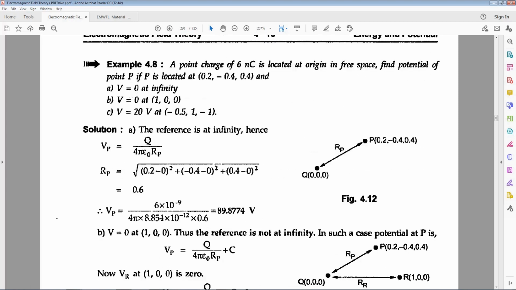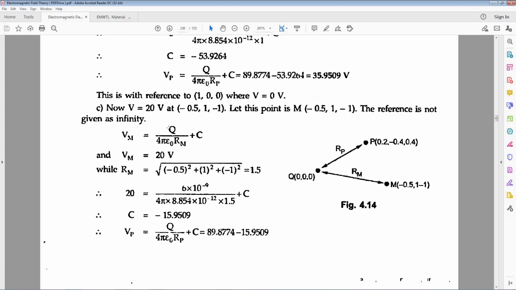And the last case, V is equal to 20 volts at minus 0.5, 1, minus 1. The same thing we can consider, V suffix M. V suffix M is equal to 20 volts. Substitute the 20 volts here. And at that, the two points here, minus 0.5 and minus 0.5 here, the 1 and the 1, and minus 1 whole square. Okay. So from minus 0.5 minus 0, and 1 minus 0, and minus 1 minus 0, we'll get R suffix M is equal to 1.5, substitute here, and we'll get the C.